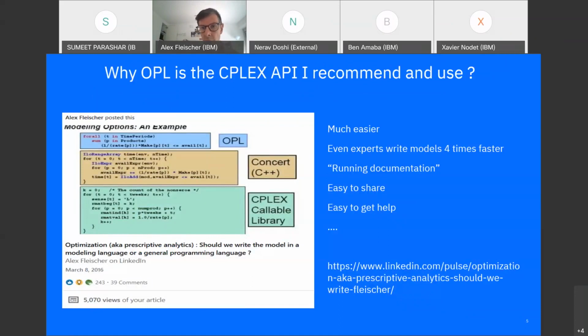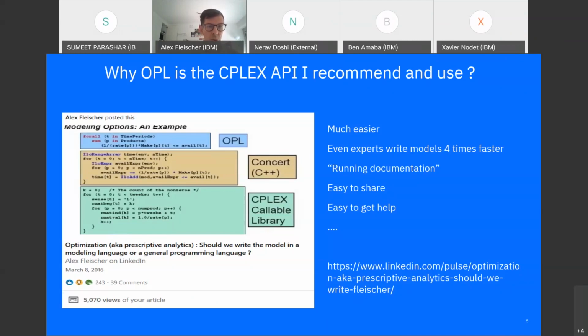So why would you use OPL? Because it's much easier, because even experts say that they model 4 times faster than when they use any other API. A business user told me that it was like a running documentation. So even a user sometimes can have a look at an OPL model and understand what the Simplex model does. So it's a good, nice property. It's easy to share if you need help, if you need to explain something to someone else. It's easy to get help. So I have a link here, but you see many good reasons why using OPL is a good idea.